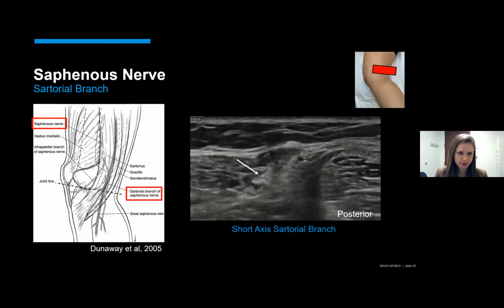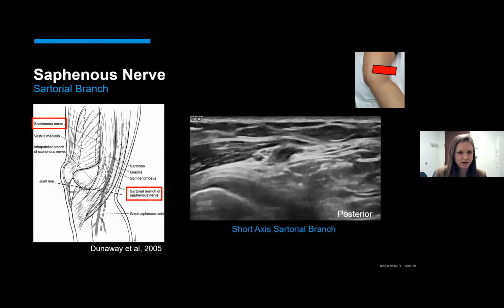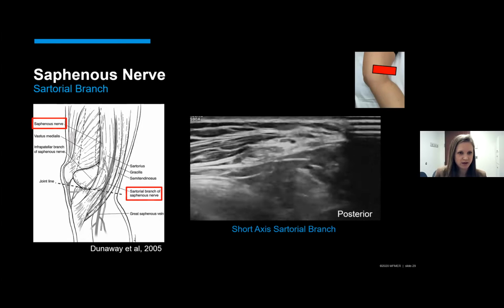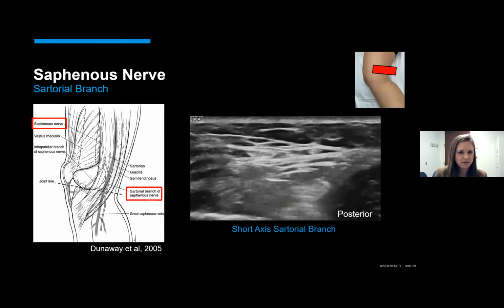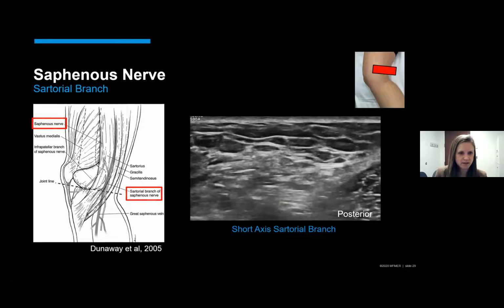The sartorial branch, which I've pointed out here on this video, travels deep to the sartorius and then is most easily picked up as it travels distally between the distal sartorius anteriorly and the gracilis tendon more posteriorly. So here we're again in short axis relative to the nerve. Sartorius is here, nerve I have pointed out here, and then gracilis is further posteriorly. And we can visualize that nerve going in between the tendon of the gracilis and the muscle belly of the sartorius, and then dividing into its subcutaneous branches.